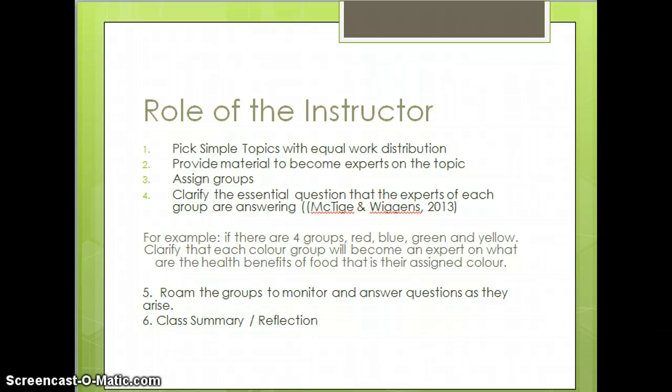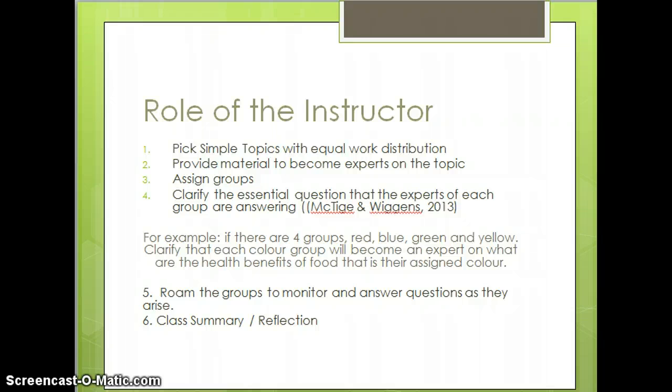Also, it's important for the instructor to provide a class summary or a reflection at the end of the lesson, because it's important for them to be able to summarize all aspects of the topic, not just the area that they were experts on.